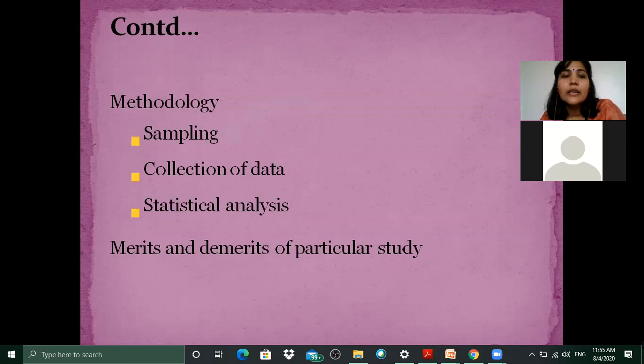Okay? And you have sampling points, then you have collection of data, then you have statistical analysis. All this methodology has to be designed, has to be put forth into your protocol. Okay?